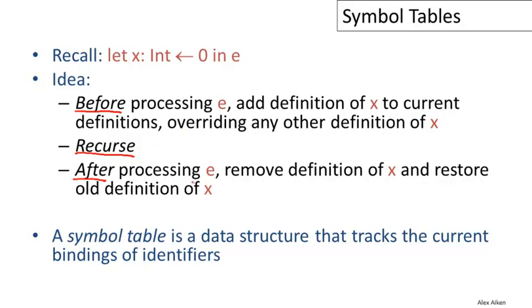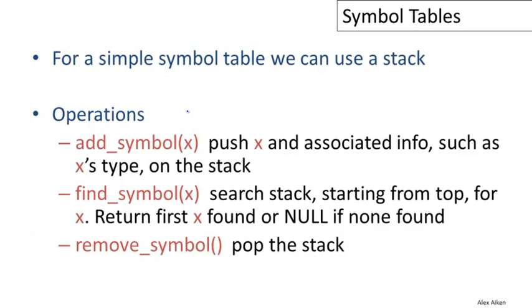And after we finish processing E, we're going to remove the definition of X and restore whatever old definition of X we had. And a symbol table is just a data structure that accomplishes these things. It tracks the current bindings of identifiers at each point in the abstract syntax tree. For a very simple symbol table, we could just use a stack, and it would have just, say, the following three operations. We can add a symbol to the symbol table, and that will just push the variable onto the stack and whatever other information we want, like its type.